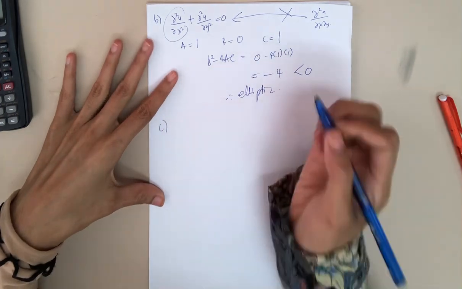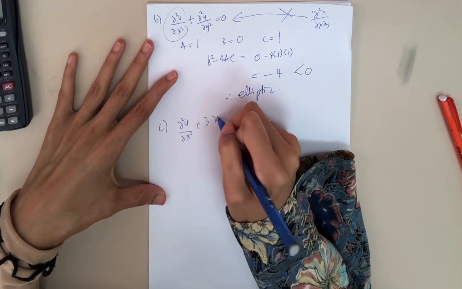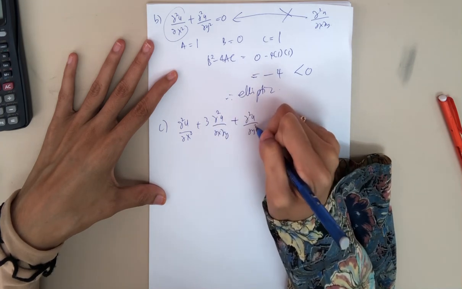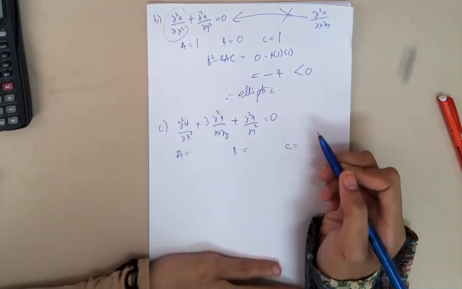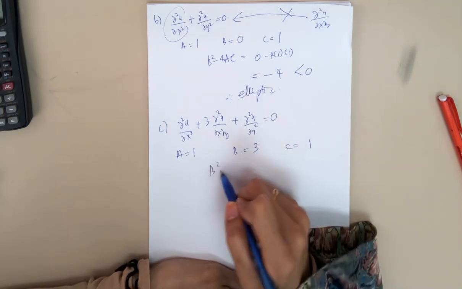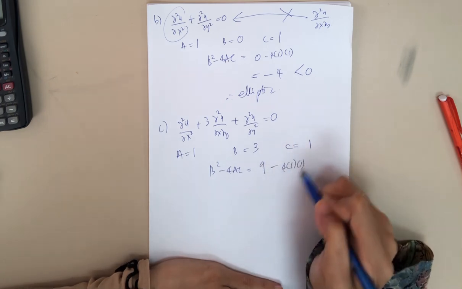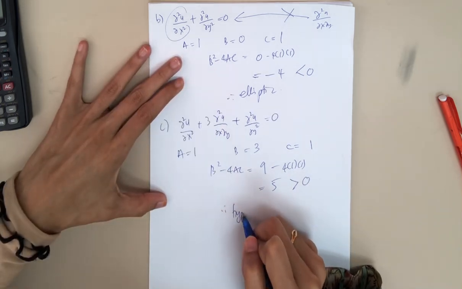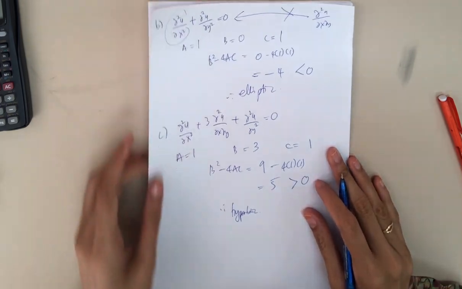Okay, next, d square u dx square plus 3 d square u dx dy plus d square u dy square equal to 0. Okay class, so what is your A, what is your B, what is your C? So your A here is 1, your B here is 3, and your C here is 1. So B square minus 4AC equal to 9 minus 4 times 1 times 1, so therefore it is equal to 5, and 5 is greater than 0. It will be hyperbolic. Okay, so this is hyperbolic.